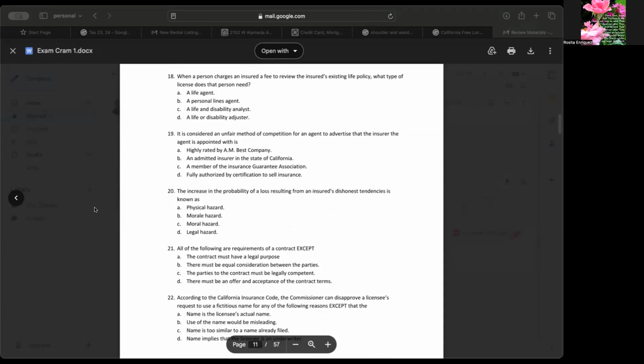When a person charges an insured a fee to review the insured's existing life policy, what type of license does that person need? So this would be number 18, an analyst, a life and disability analyst. Okay, the one who reviews the life policy.